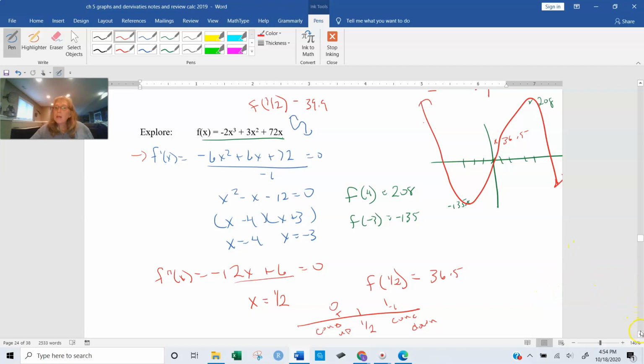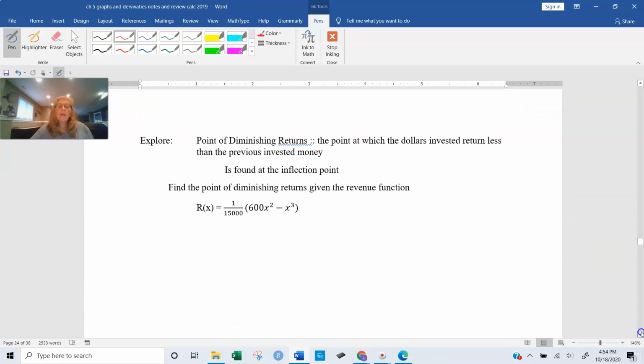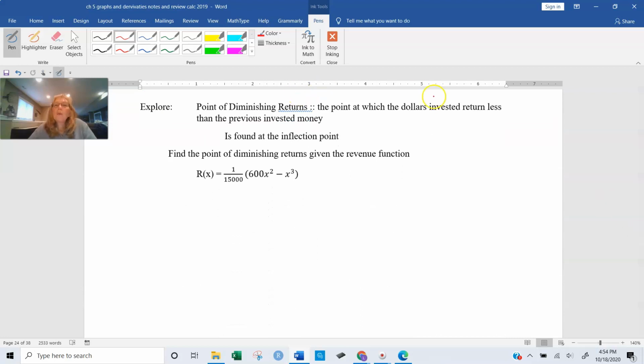Okay, last but not least, story problems, your favorite, right? Point of diminishing return, the point at which the dollar invested returns less than the previous invested money. So it doesn't mean you're not making money. You're just not making as much as you did the time before. Okay, it's found at the inflection point, which is the second derivative. So all we're going to do here is do first and second derivative.